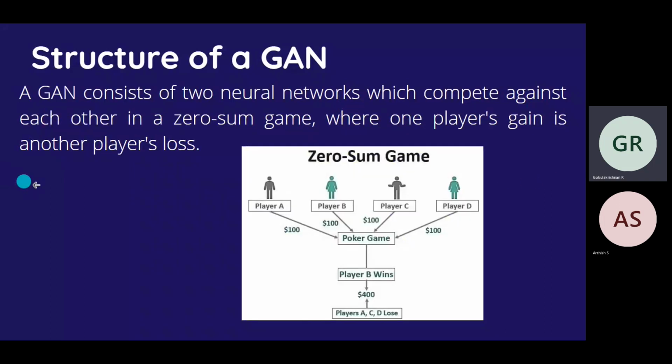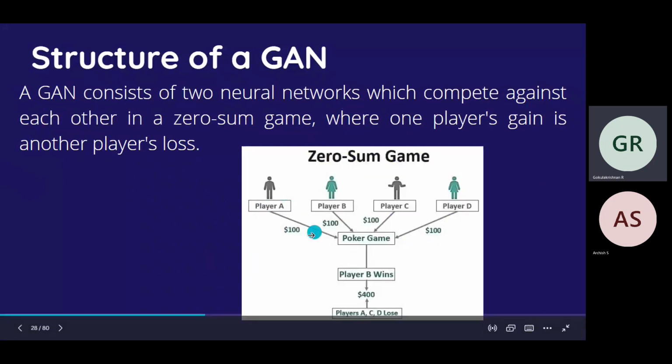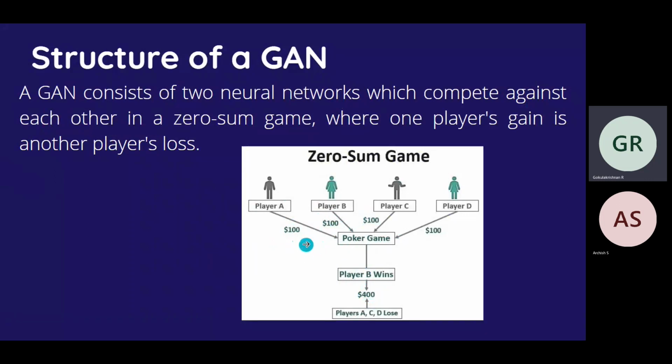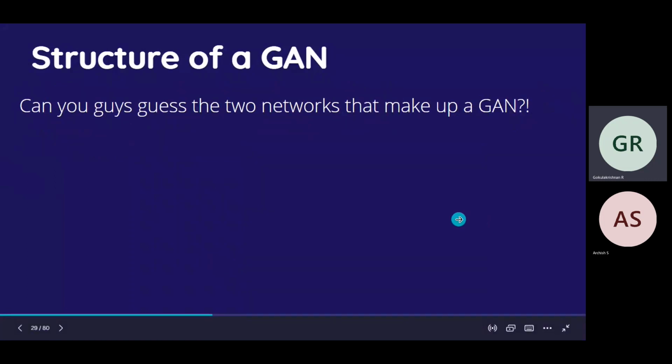So yeah, this is an image. Players are playing a poker game. Player B wins, so player B will now have 400, the 100 from all the three players, and players A, C, D will lose and have zero. So that's basically what a zero sum game is.